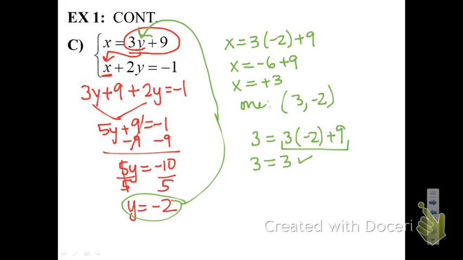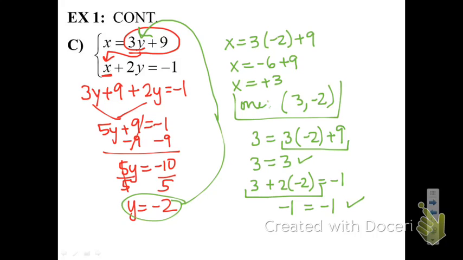We check it in the second one. x, which is 3, plus 2 times negative 2. We're going to see if this equals negative 1. So we solve this left side. 3 plus 2 times negative 2 is negative 4. So you get negative 1 over here equals negative 1. And because this is true, it means that our answer, our solution, is correct.